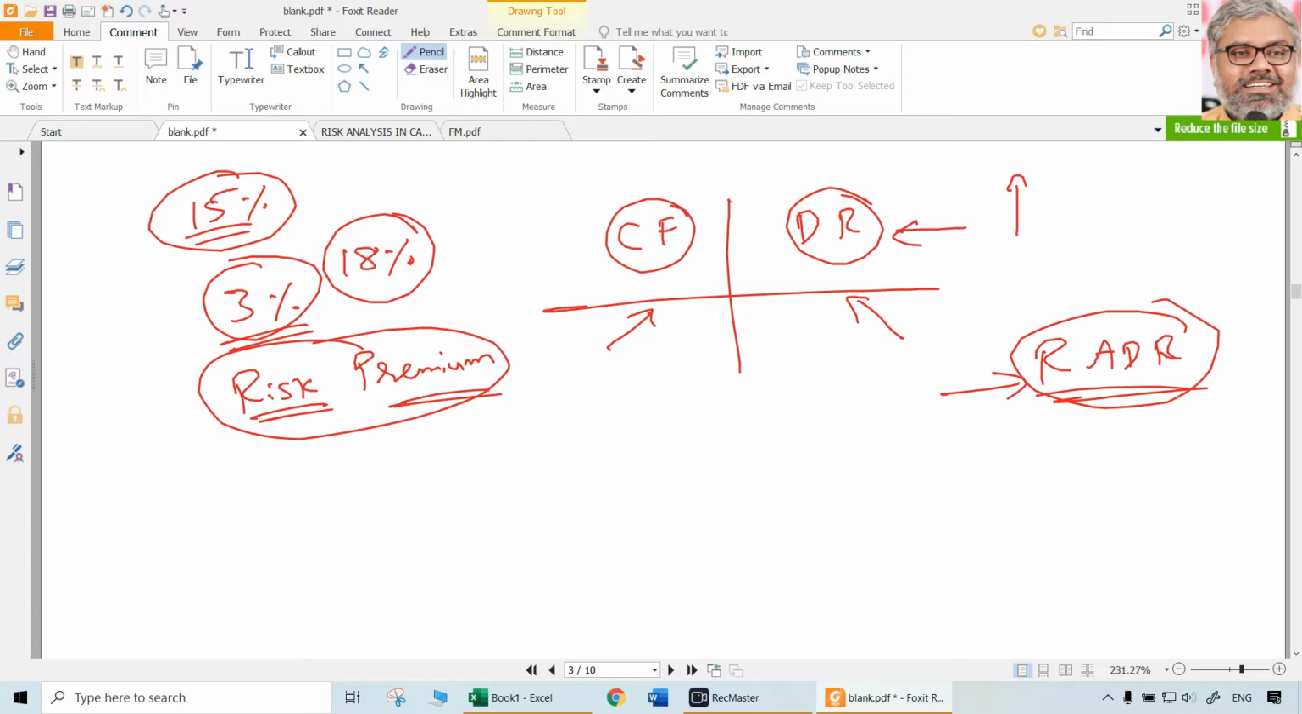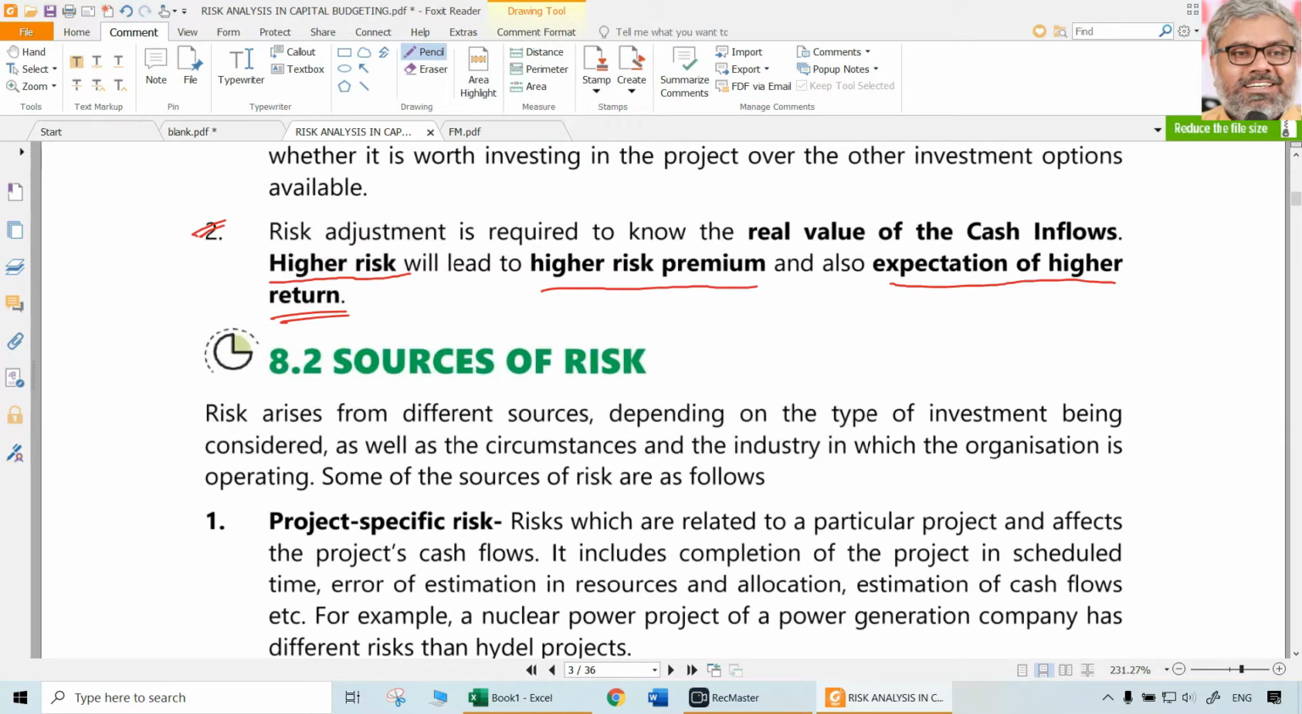Once again, I am repeating, adjustment for risk can be done either at the cash flows or in the discount rate, but not in both. Double adjustment is not correct, not appropriate. So if the adjustment for risk happens at the discount rate level, that itself is called risk adjusted discount rate. If it happens at cash flow level, there are so many other ways of doing it. We will come to that also.